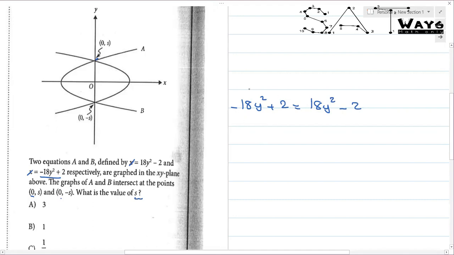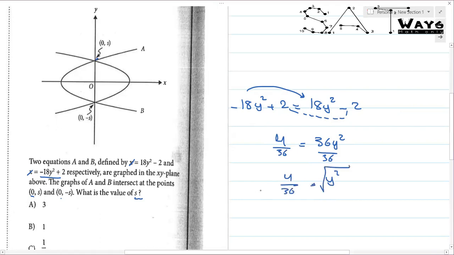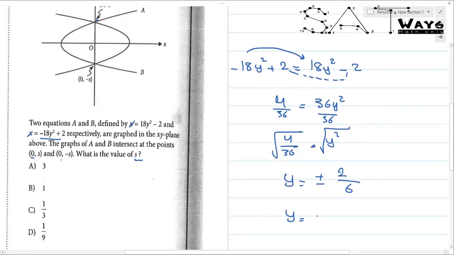So let's collect like terms. 18 plus 18 is 36y squared. Moving the 2 to the other side, 2 plus 2 is 4. Now let's divide by 36 on both sides, so y squared equals 4 over 36. Let's take the square root. So y equals positive or negative 2 over 6, which means y equals positive or negative 1 over 3. So we're going to take C.